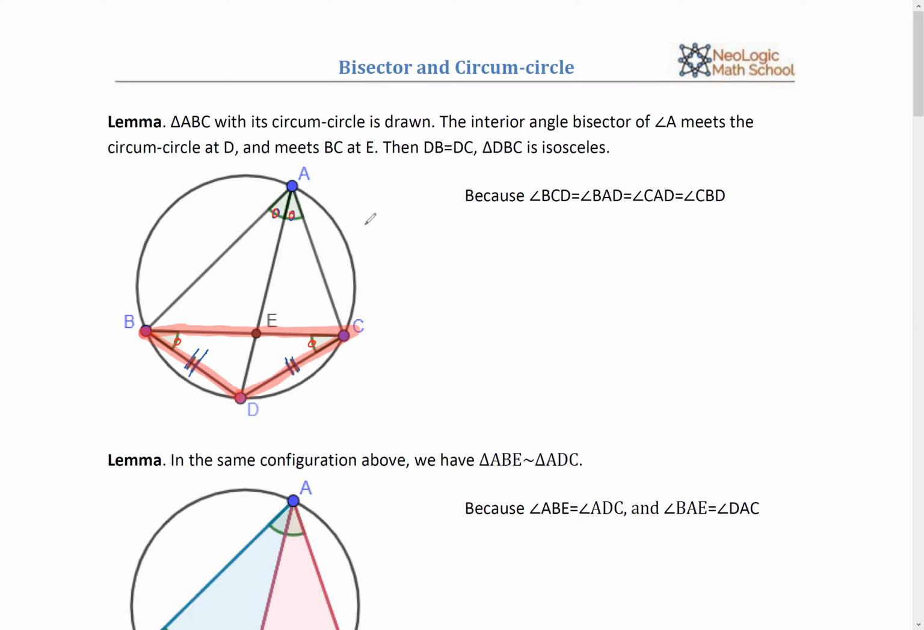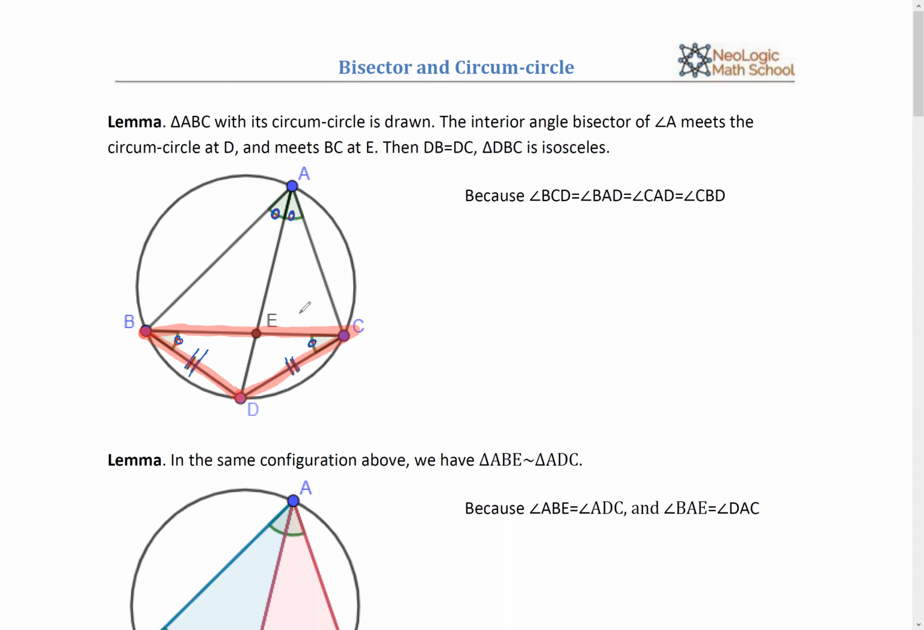And the reason is simple. For example, this one equals this because they're both facing the arc BD. They're both inscribed angles of BD. And this one equals this because they're both inscribed angles of arc CD.